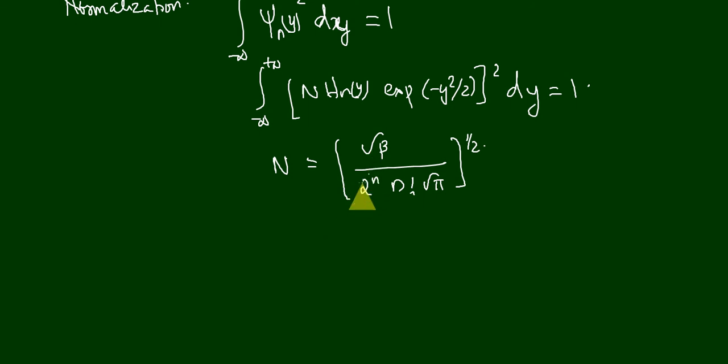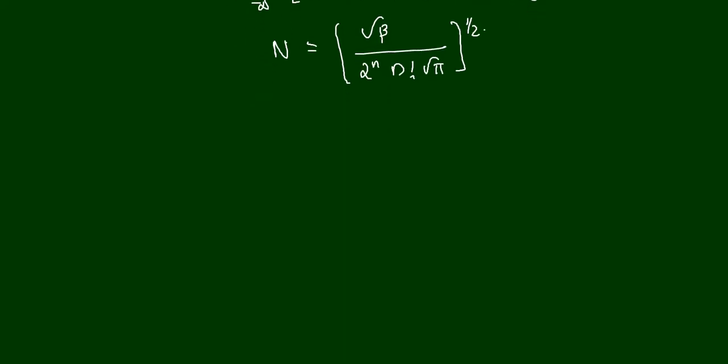Okay, and N is equal to root beta divided by 2 raised to n factorial root pi, the whole raised to half. And now we have an expression for N. And from this one we can find out the normalization factor for different values of small n, because we know that n can have the values 0, 1, 2, 3, etc. So for each value of small n, we will get a normalization factor.